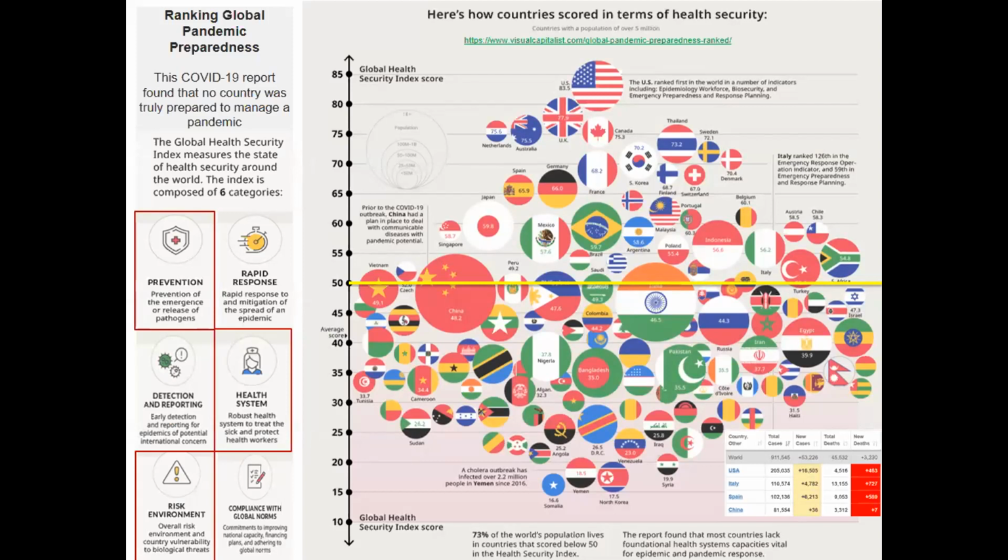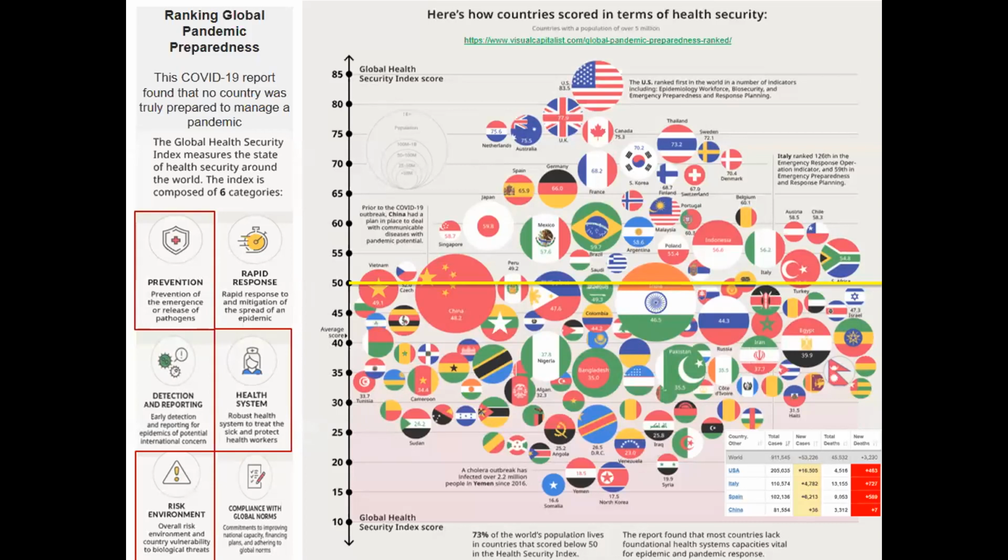Now, when we look at the countries' preparedness for a pandemic, there was an assessment done to rank countries according to their health security. And the report showed that no country was truly prepared to manage a pandemic such as COVID-19. The Health Security Index measures the state of health security across 6 categories.